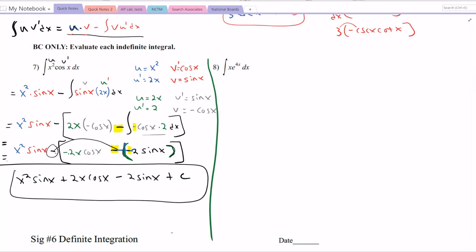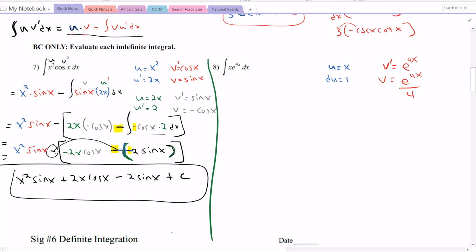Again, we want to choose our u to be the thing that when you take the derivative of it, you can eventually get to 0. And you want your v, sorry, your v prime to be the other thing. So in this case, u is going to be x, and v prime is going to be e to the 4x. du is therefore 1. And the integral of v prime, which is v, is e to the 4x divided by 4.